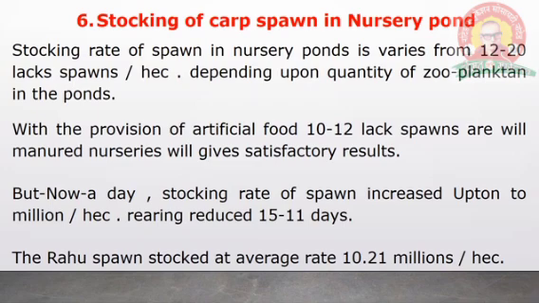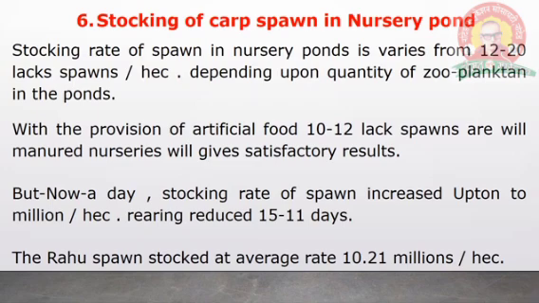The next title is the stocking of carp spawn in the nursery pond. What is the capacity of the nursery pond for stocking spawn? 12 to 20 lakh spawn per hectare, depending upon the quantity of zooplankton in the pond. Already we manure with 10,000 to 15,000 kg per hectare of buffalo dung manure. It depends on how much zooplankton is present, which determines the capacity of the nursery pond, that is 12 to 20 lakh spawn.